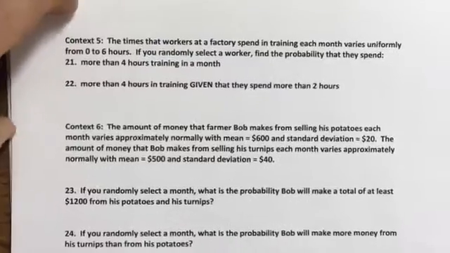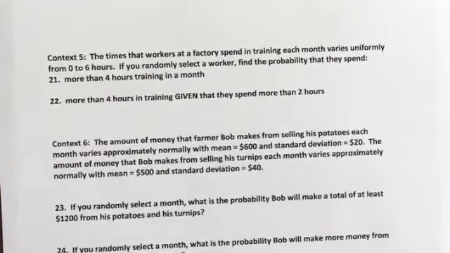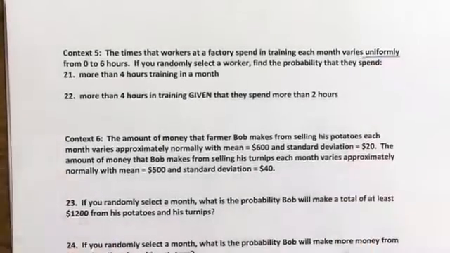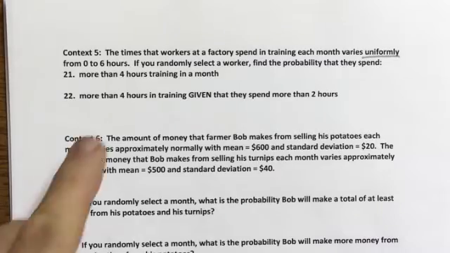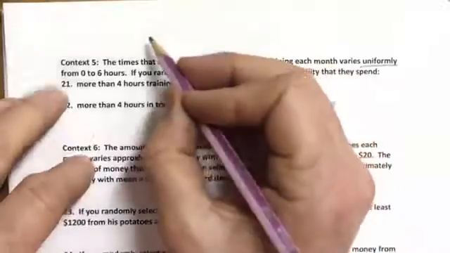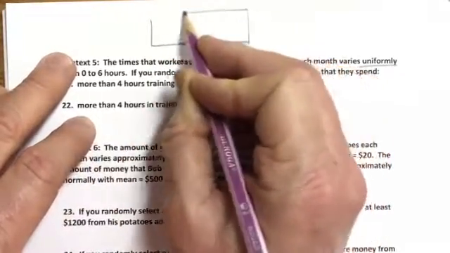Context 5. The times the workers at a factory spend in training each month vary uniformly. There's the key word: not normally, it's uniformly, from 0 to 6 hours. If we randomly select a worker, find the probability they spend more than 4 hours in training. Uniformly means it's going straight across, it's a rectangle. And so I like to just figure out these uniform problems, just draw a rectangle.